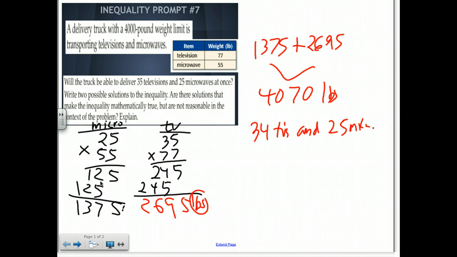What else? 2 microwaves, then 1 television. So do you agree with me that you can sit here all day long and just name that? I can carry 3 TVs, 1 microwave, 4 TVs, 1 microwave, and it's still going to be under 4,000 pounds. Is that correct? Yes. Okay, but that's not the point. That's too long. You're not going to sit there and guess all day long.